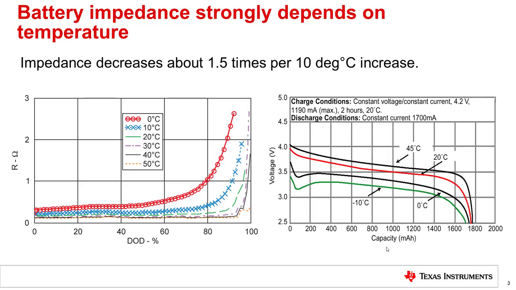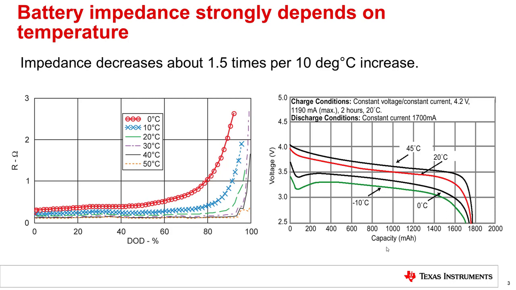The battery impedance strongly depends on temperature. The plot on the left shows how the battery impedance increases with decrease in temperature, particularly towards the end of discharge, say around 70 to 80% DOD, where the effect of temperature is more pronounced. Plot on the right shows the voltage profiles at different temperatures, where you can see that there is a larger IR drop at low temperatures due to the larger resistance value.